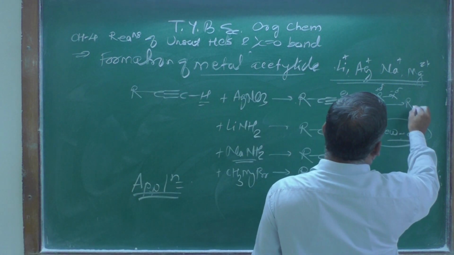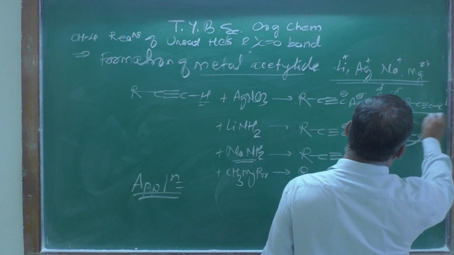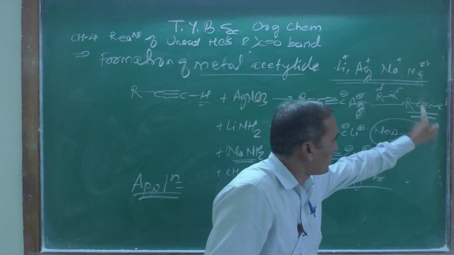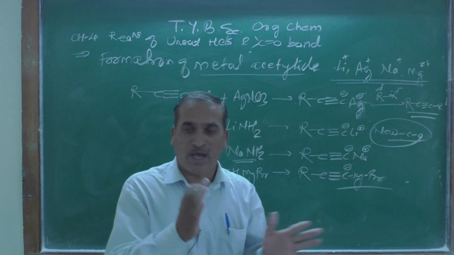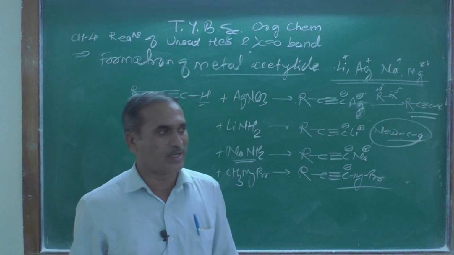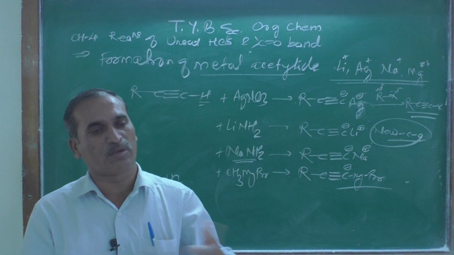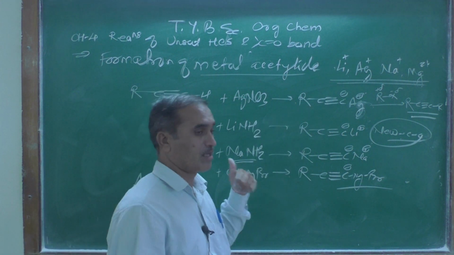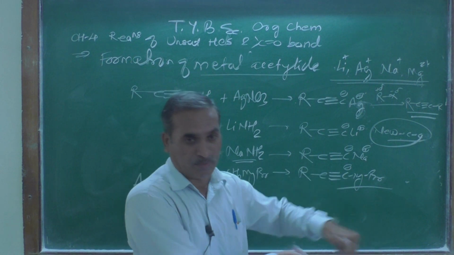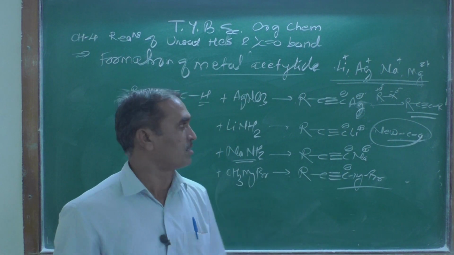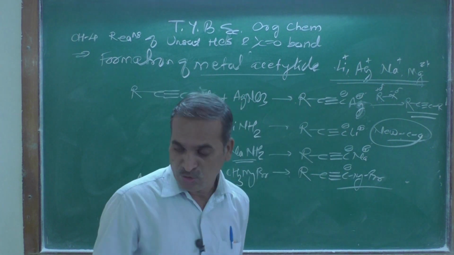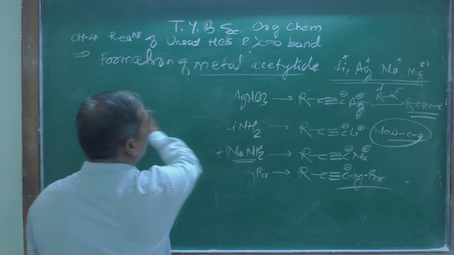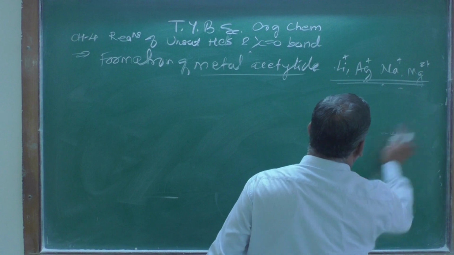And what do you get here? RC triple bond CR, meaning we are getting the higher alkyne, and if the higher alkyne is treated with hydration, you will get a ketone, and the ketone further treated with sodium borohydride or lithium borohydride gets reduced. In that way, the functional group interconversion, that chapter you already learned in your previous classes, I think in SY/BSc, is one of the useful applications of this compound, right?